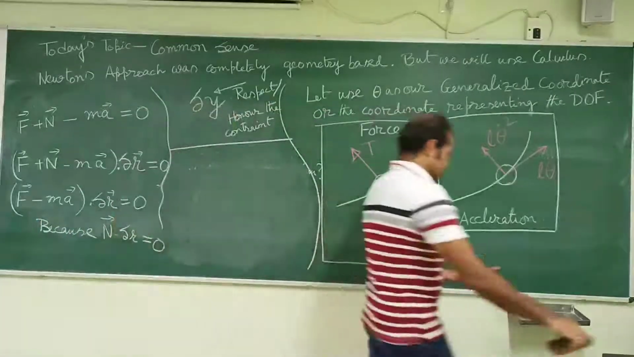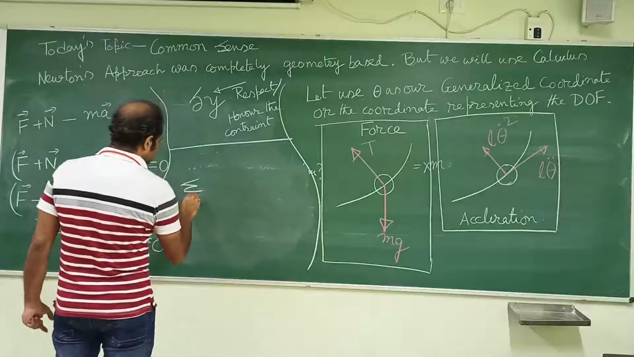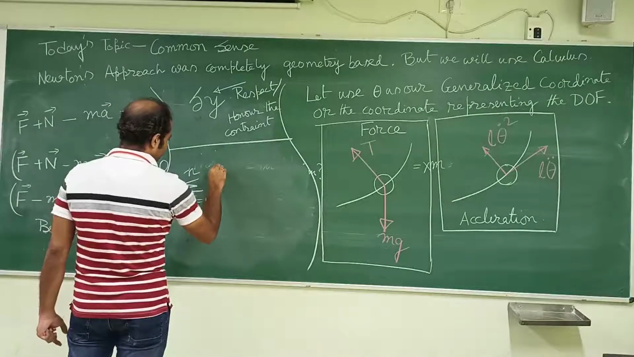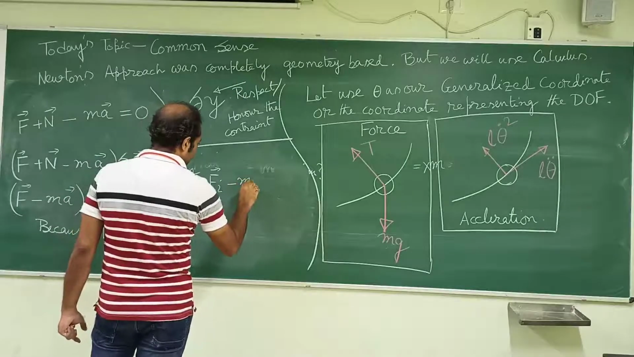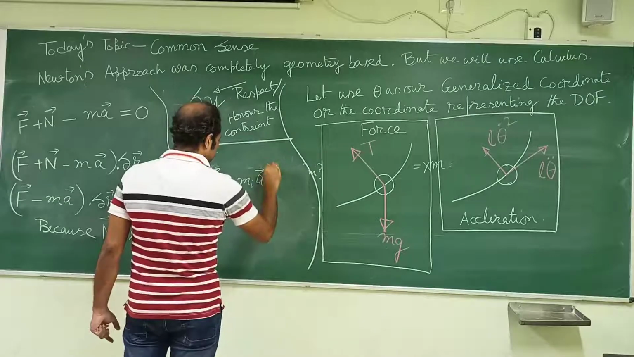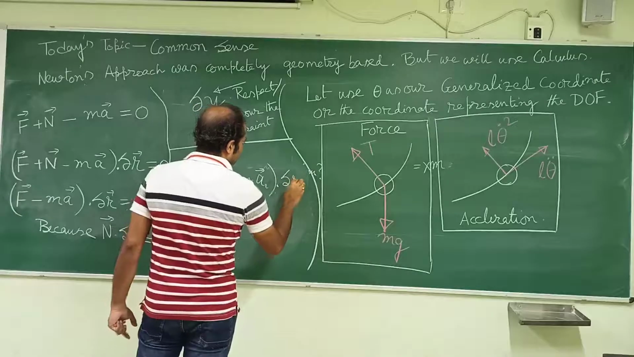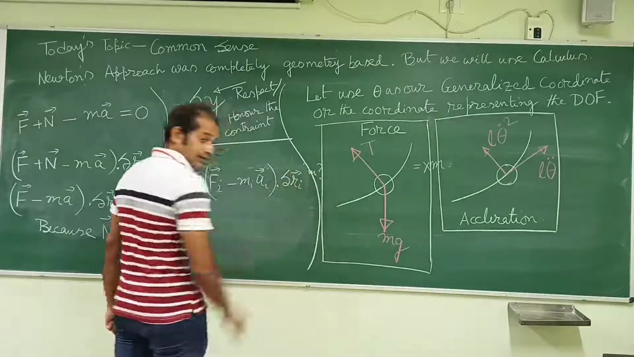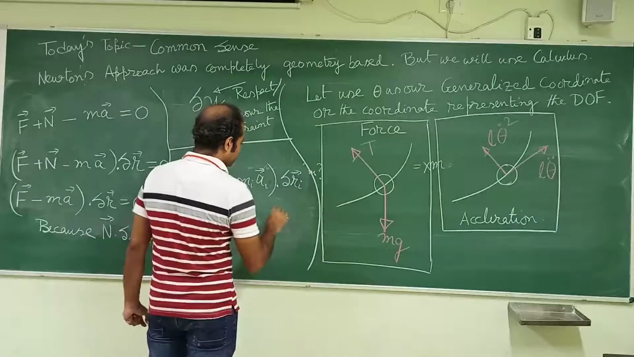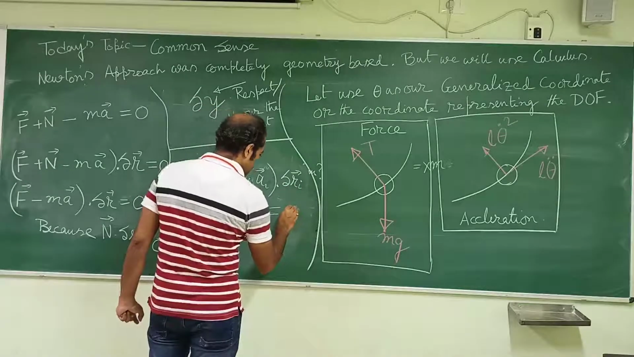this is called the principle of virtual work: summation of i equals 1 to n of Fi vector minus mi, the ith mass, times the acceleration of the ith mass, dot delta Ri, where Ri is the position vector and delta Ri is the virtual displacement, is going to be 0.